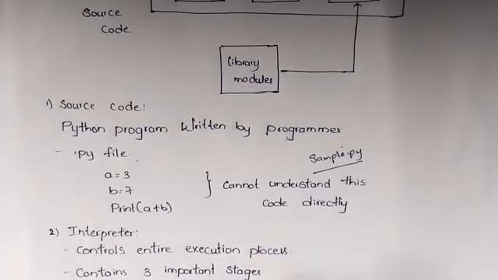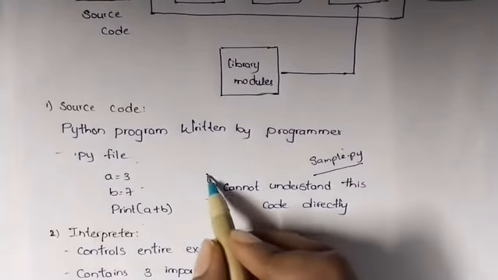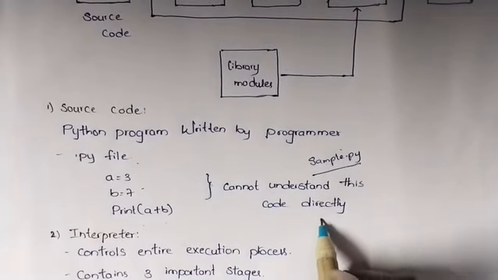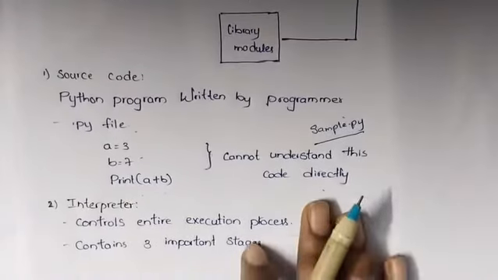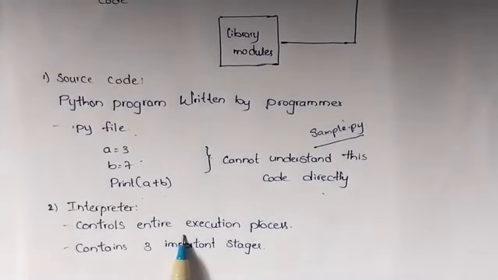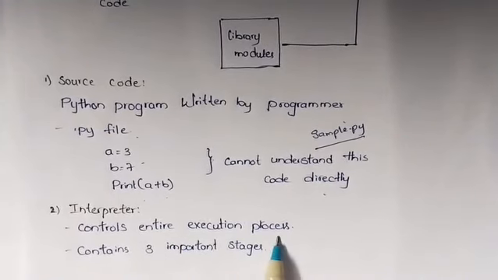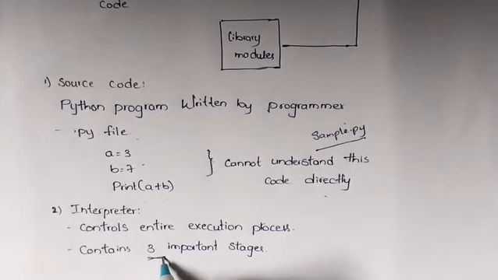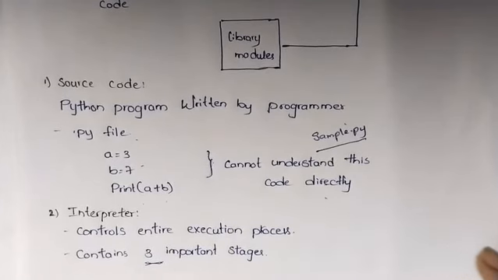Here is an example: a equals 3, b equals 7, print a plus b. This is the user written program. It is not directly understood by the computer. Okay, and next, the interpreter. The interpreter is the main brain of Python execution because it controls the entire execution process. It mainly consists of three important stages. These are the compiler, bytecode, and virtual machine.